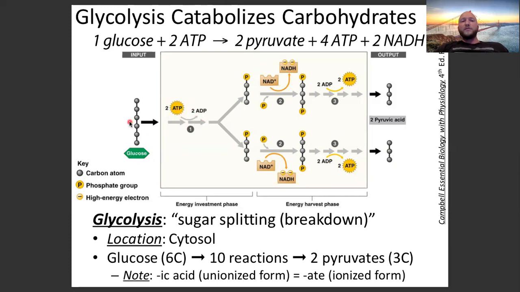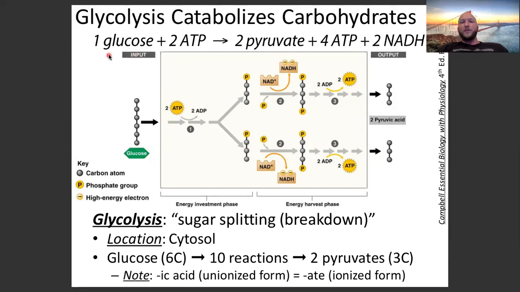And we split that 6-carbon glucose into 2 pyruvates, each with 3 carbons. Now, look at this. We gain 2 ATPs per pyruvate. So we spend 2 ATP, we earn 4 ATP. So we gain a total of 2. Spend 2, make 4, profit 2 ATP.